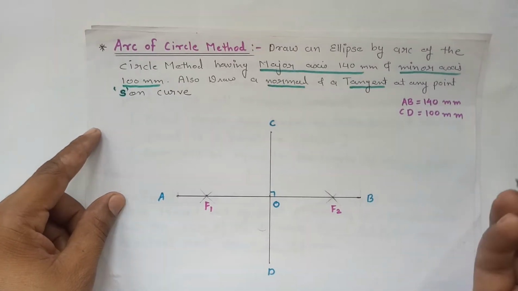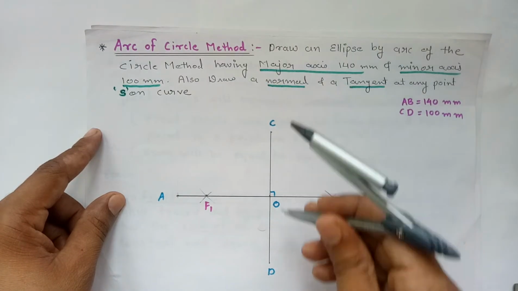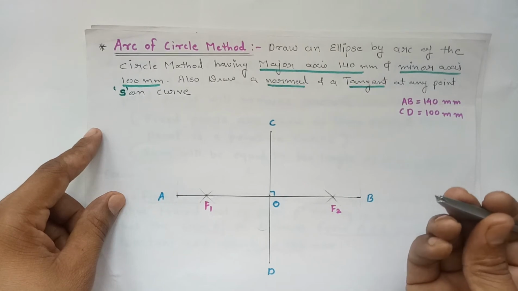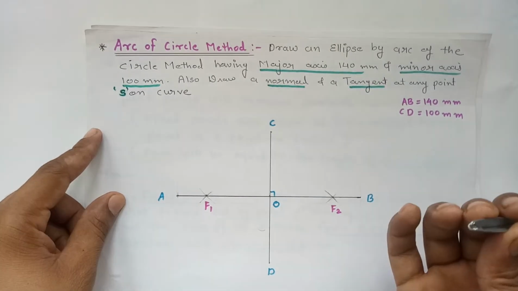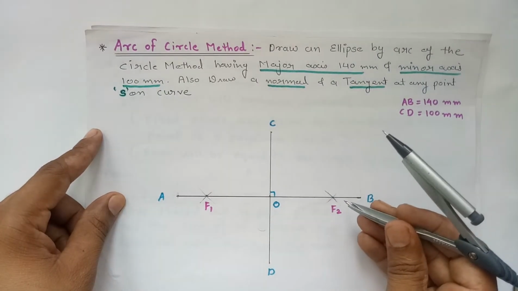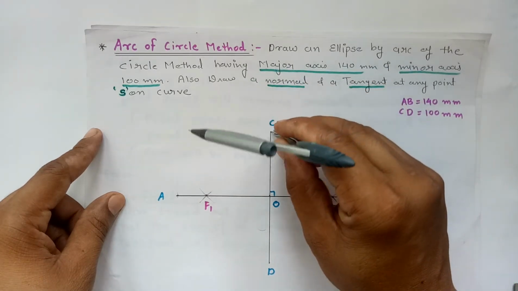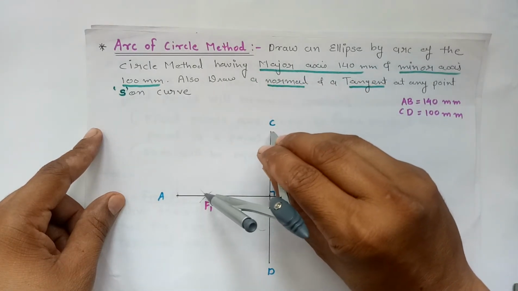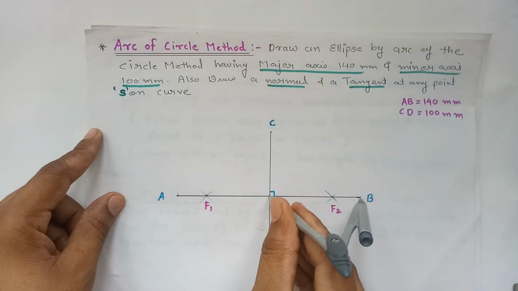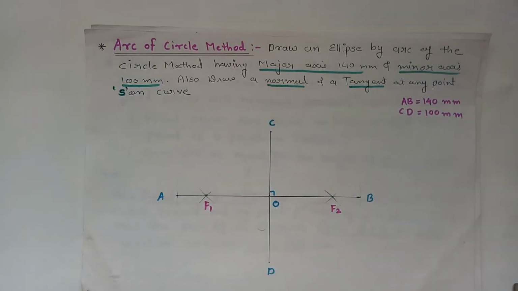Now sometimes, in place of the major axis and focal length, the minor axis and focal length are given. At that time we have to find out the major axis. How can we find the major axis if the minor axis and focal length are given? For that we have to measure this distance C to F1, and give an arc from O on both sides of the minor axis. This length will give us the major axis.